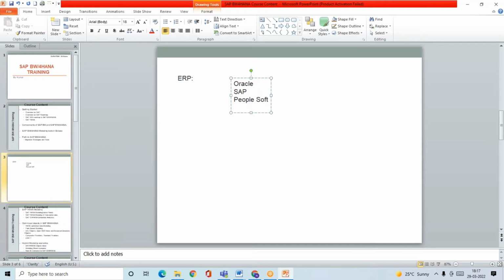PeopleSoft is an ERP product. Baan is an ERP product. JD Edwards is an ERP product. Okay, fine. So when we have this many ERP products, why SAP?